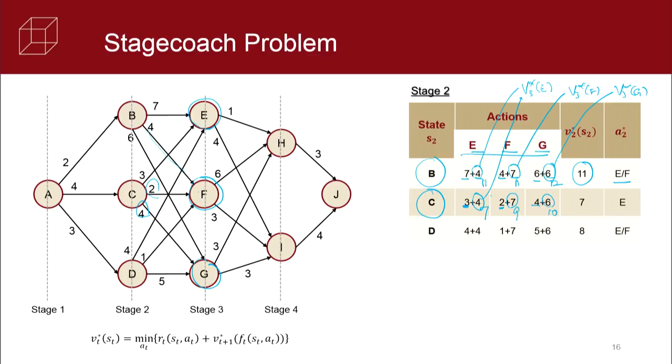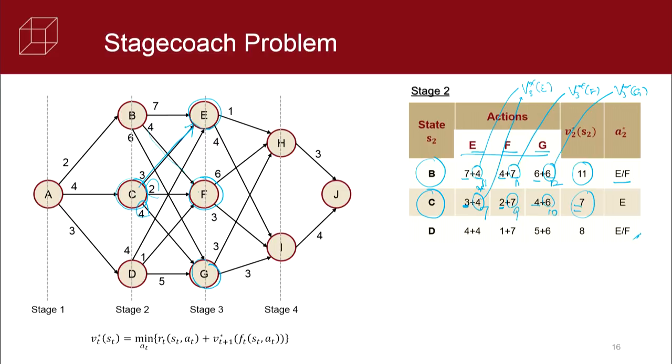You are interested in finding the shortest one. That is equal to 7. So 7 means the length of the shortest path from C to J, and the 7 can be attained if you choose the action E from the stage C, right? So you can do the same thing for D as well.